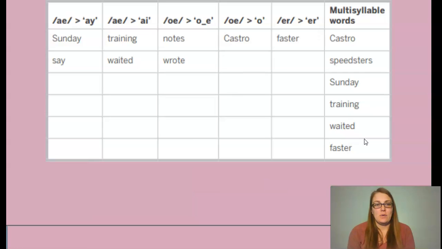Our reading today, we're continuing in our Kids Excel book. Some of our sound spelling: Sunday and say, training and weighted, notes and wrote, Castro, and then faster, multi-syllable words: Castro, speedsters, Sunday, training, weighted, and faster.